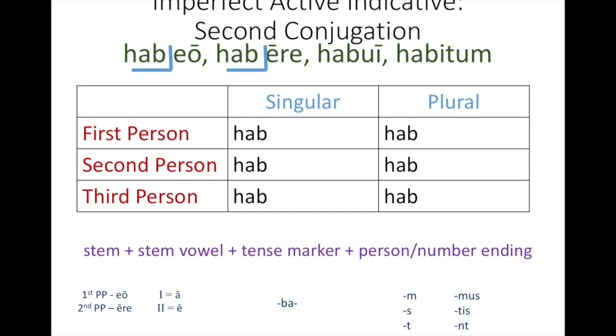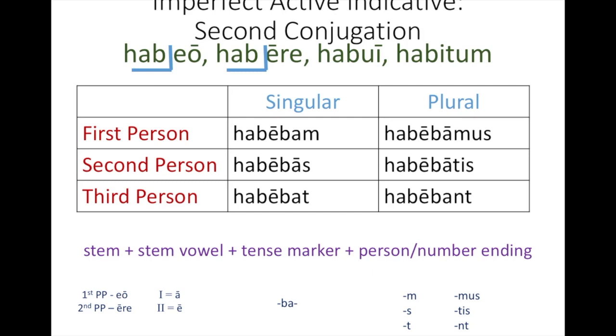You add your stem vowel. Because it is the second conjugation, that stem vowel here will be an E, so habe. And then your tense marker, BA, and your person and number endings, M, S, T, MUS, TIS, NT. So habebam, I was having; habebas, you used to have; habebat, he, she, it was having; habebamus, we used to have; habebatis, y'all were having; and habebant, they were having.